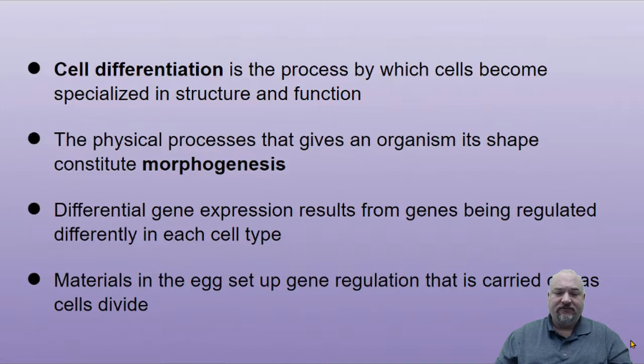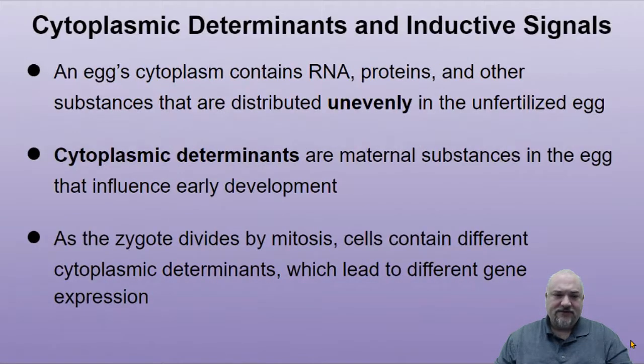Differential gene expression results from genes being regulated differently in each cell type, which we already touched on in the last section. And there are materials in the egg that set up gene regulation that is carried out as cells divide. So let's see how that happens. There are things called cytoplasmic determinants and inductive signals that we're going to look at.